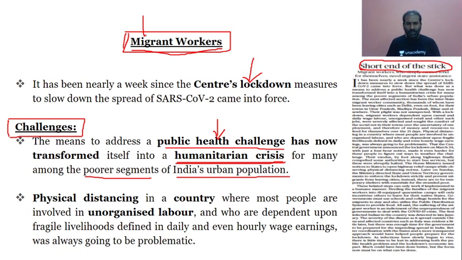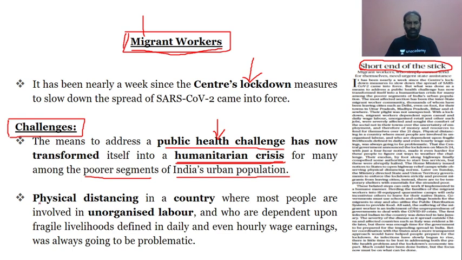I suppose those who are watching the video now are certainly understanding the kind of linking we are going ahead with. That is, the public health challenge, which we are linking with the humanitarian crisis, and that humanitarian crisis we are linking to the poor segments of India's urban population. Because when we look at India's demographic, we need to understand which part of the population it is, whether rural, urban, or semi-urban, or a rural population which is badly hit in these cases when they are trying to overcome the health crisis.